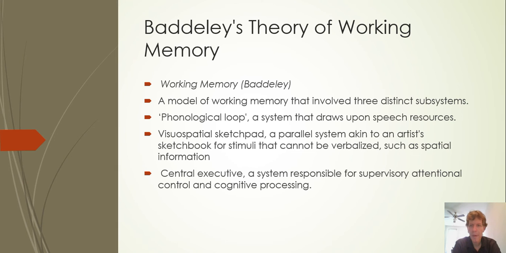This is a model of working memory that involves three distinct subsystems. Phonological loop, that's a system that draws upon speech resources. The visual-spatial sketchpad. This is a parallel system akin to an artist's sketchpad for stimuli that cannot be verbalized, such as spatial information. Then you've got the central executive. This is a system responsible for supervisory or attentional control, cognitive processing, basically equivalent to metacognition.